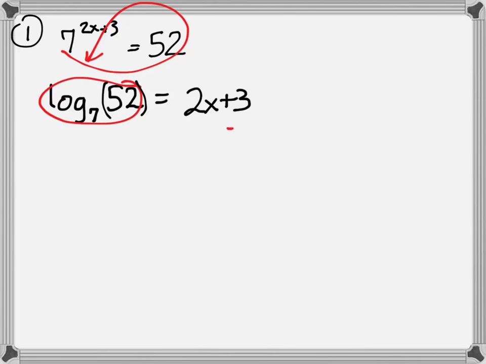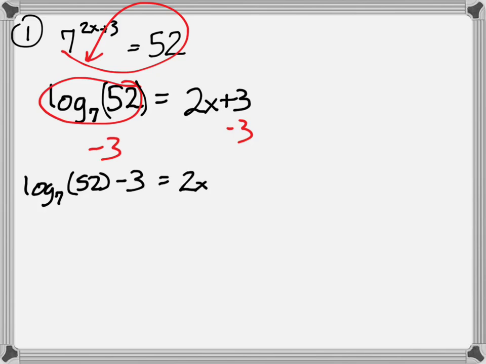So when I bring that 3 over, it cannot go inside that red circle. It's just going to hang out at the end. So log base 7 of 52 minus 3 is equal to 2x. If I was to solve for x, what would my next step be? Divide by 2. That whole thing is going to get divided by 2.